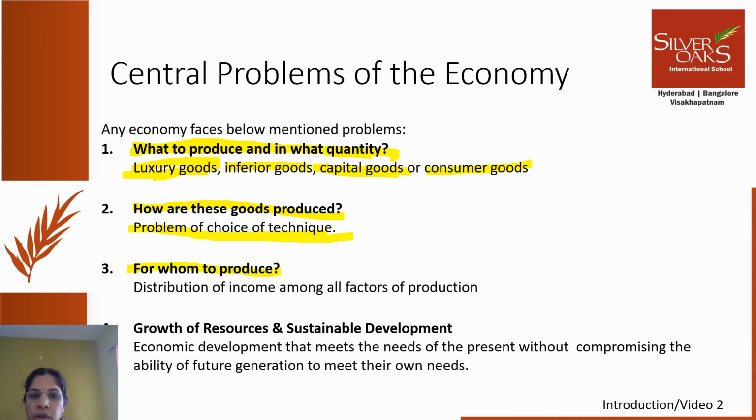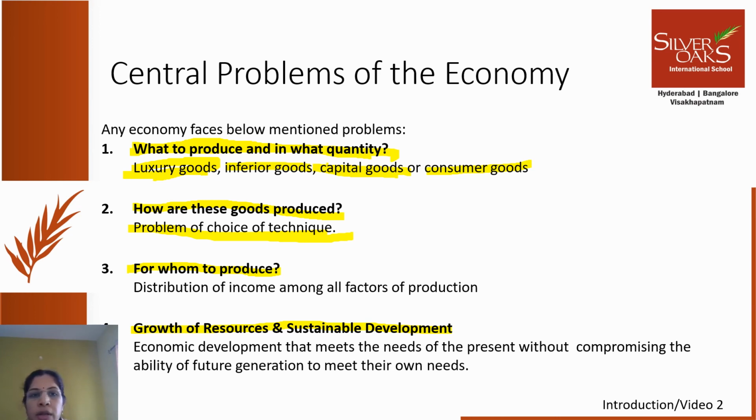Now we decided we will produce capital goods, we will use a labor intensive technique, but who is our target consumer? For whom should we produce? This is the distribution of income among all factors of production. So should we produce for a low income population, or for consumers who can afford it, or should we make it available and accessible to everybody? That is the issue here: for whom to produce. Now in most of your books you will find only these three, but nowadays even the fourth one is very important. It is not the first three problems alone.